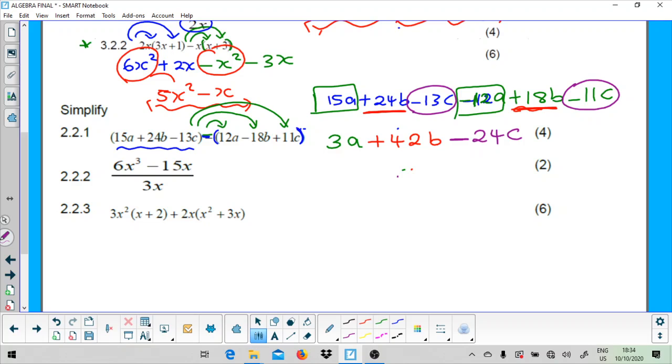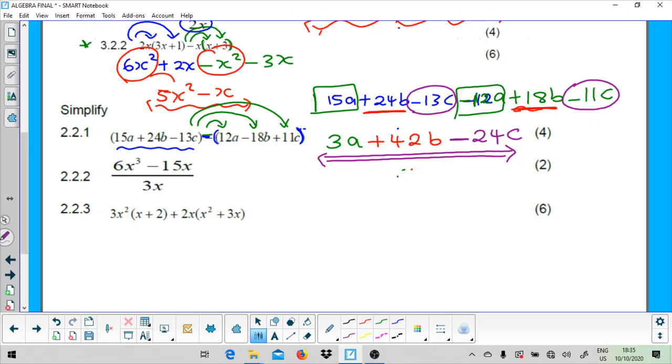If the signs are different, you take the sign of the bigger number and you subtract. If the signs are the same, you take that sign and you add the 2 terms, or 3 terms, whatever number of terms you have. So this is how far we could go with this expression. We don't have any other thing to take. There are no other like terms that we have to take together. So it ends right there. Okay, that was number 2.21.